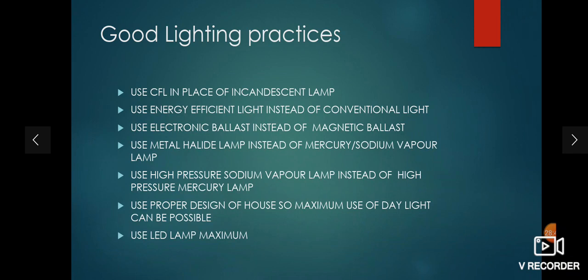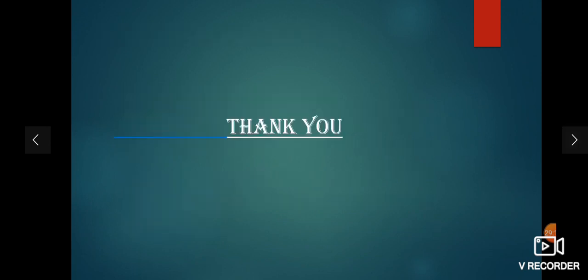Use a proper design of the house, so that maximum use of daylight is possible. During the daylight, the illumination system should be such that proper ventilation is there. During the daylight you can use the sunlight and keep the room lights off, so you can save the maximum energy. So your lighting system should be such that you can use the sunlight during the day.